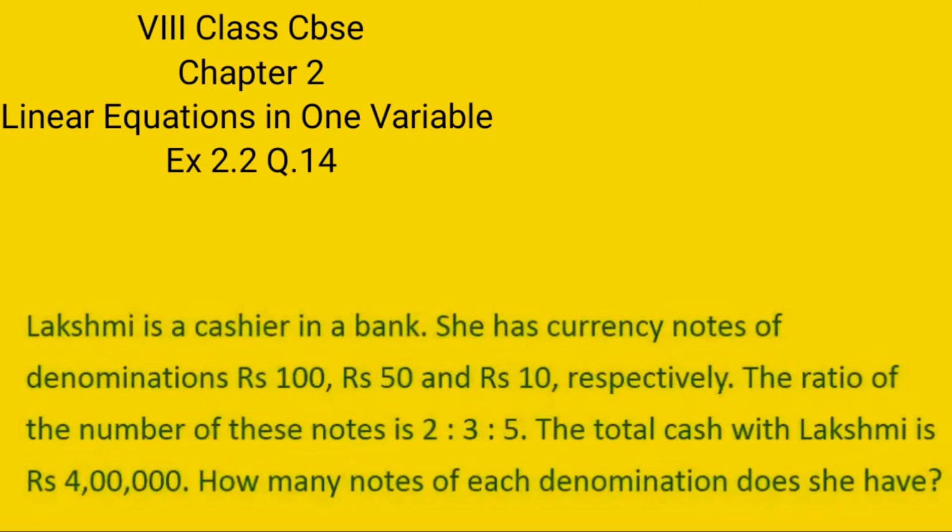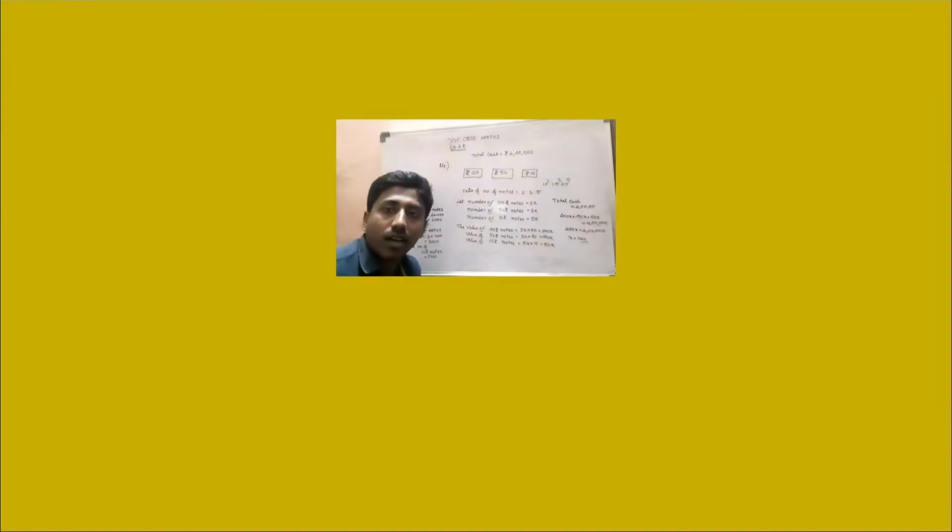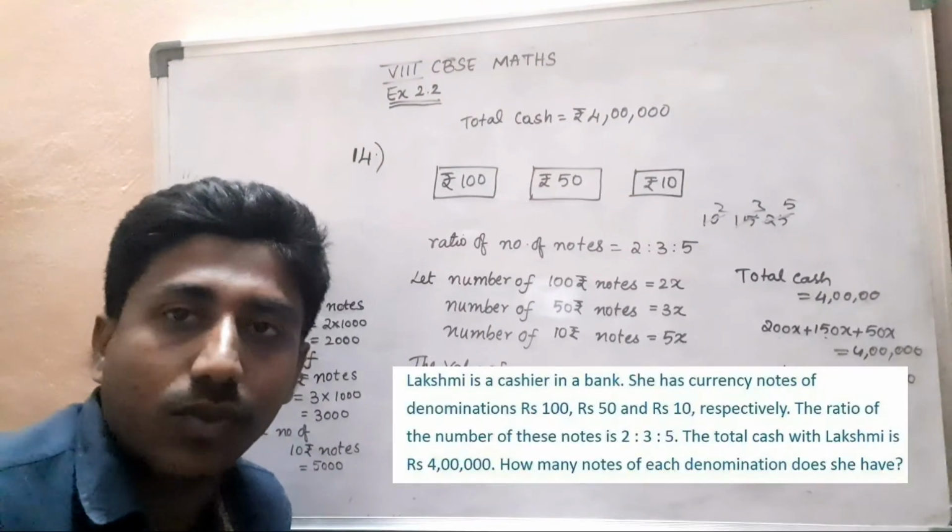Lakshmi is a cashier in a bank. She has currency notes of denominations rupees 100, rupees 50 and rupees 10 respectively. The ratio of the number of these notes is 2:3:5. The total cash with Lakshmi is rupees 4 lakhs. So how many notes of each denomination does she have? Let us see the solution of the 14th question.